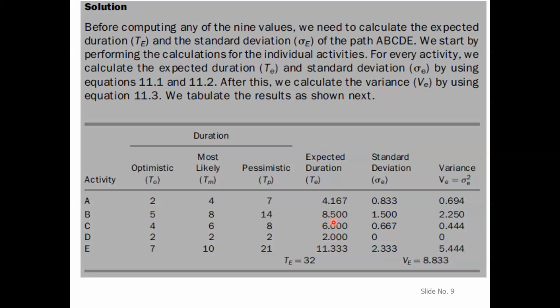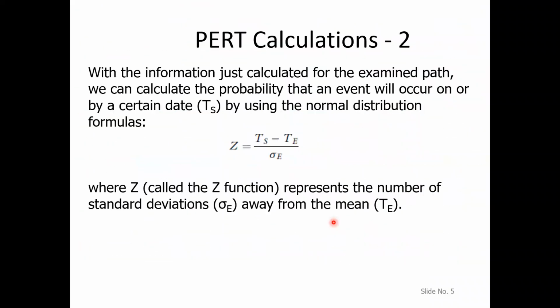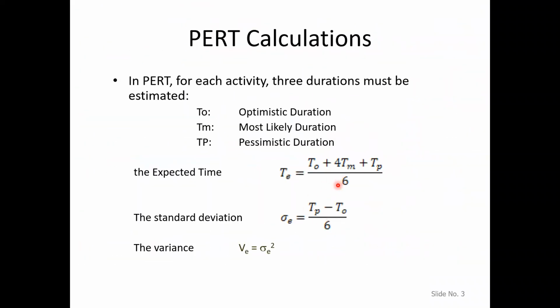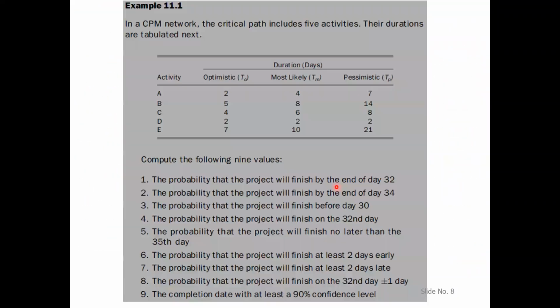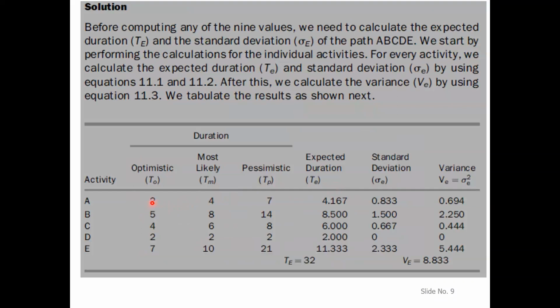Correct? Why do we divide by 6? Yes, correct. We will divide by 6. We will apply this formula. Okay, this is the formula for the expected time. We will take the optimistic time and the pessimistic time and add them together. We will take the most likely time, multiply it by 4, and add it to the other two, and then divide everything by 6. So we will get these values over here.